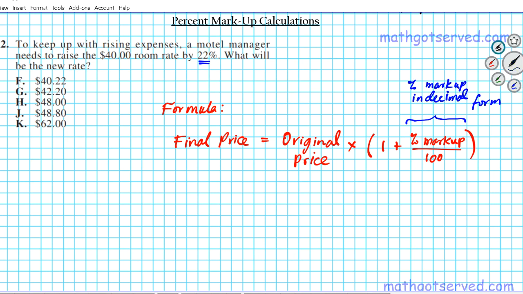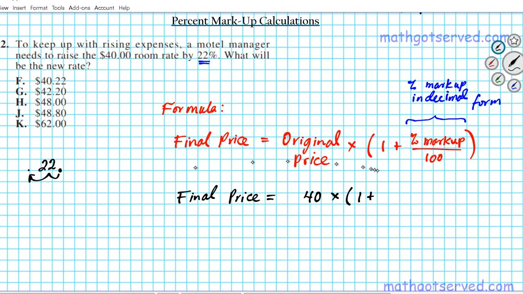All right. Okay, so let's go ahead and work it out. So the final price, we're going to apply this formula to this particular problem, is going to be the original price, which is $40, times 1 plus the percent markup divided by 100, or the percent markup in decimal form, okay? So if you want to change 22% into decimal, you move the decimal point to the left 2 places, 1, 2. So that gives you 0.22, okay?